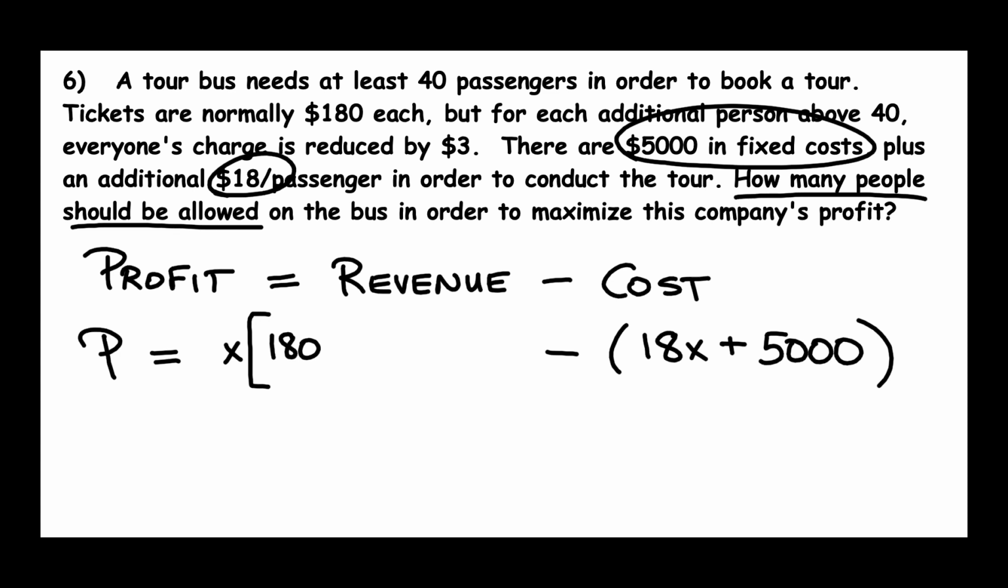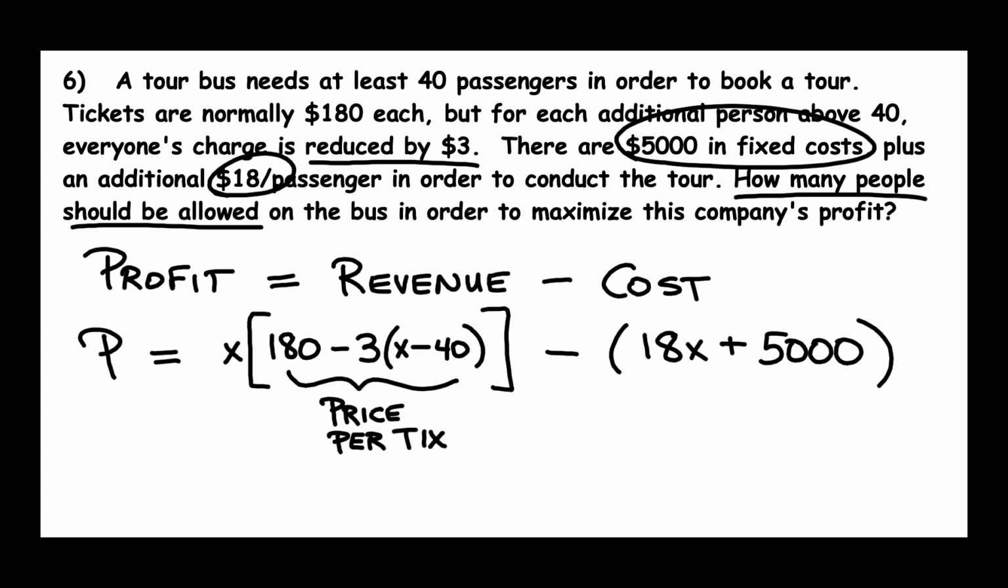Well, unless there's a discount, the charge could be reduced by $3 if people get onto the bus. But we have to be careful here because it's not 180 minus 3x. That's not right. It's 180 minus 3 quantity x minus 40. Whoa. Didn't see that coming, huh? Maybe people did see it. That's impressive. All right, so X is the number of people. This is the price per ticket.